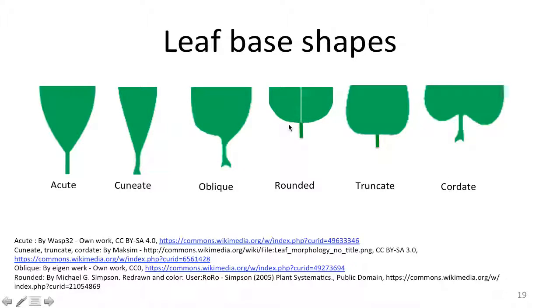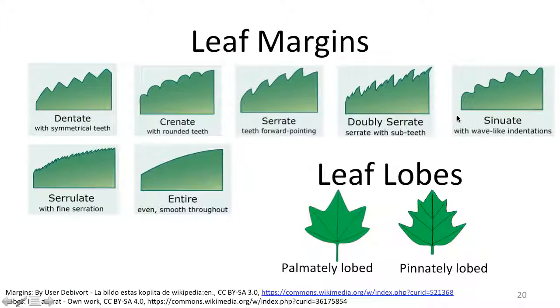We had the term rounded for leaf tips, and we can use that term for leaf bases. We had the term truncate, which meant cut straight across. For tips, that also applies to bases. And we had the term cordate for the leaf as a whole. We can also use the term cordate for just the bottom of the leaf if it has this heart lobe-like arrangement.